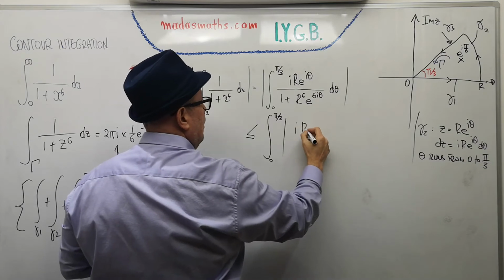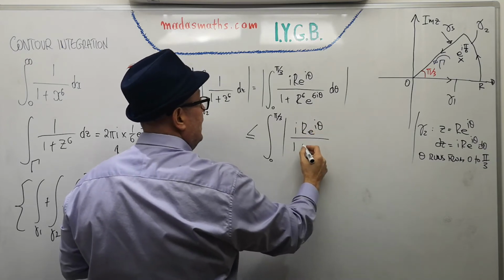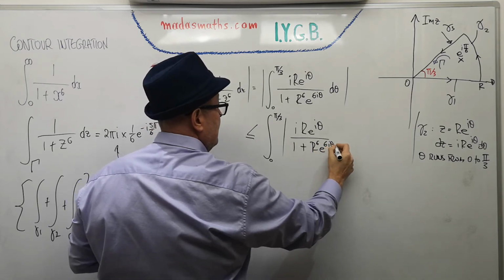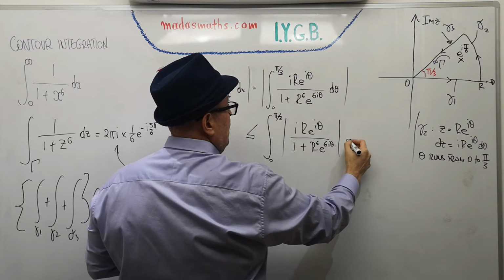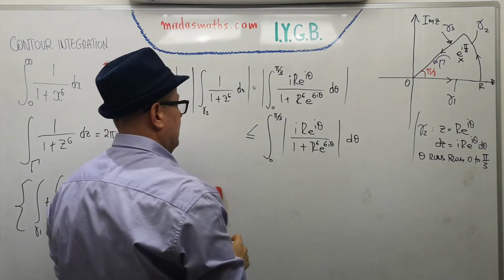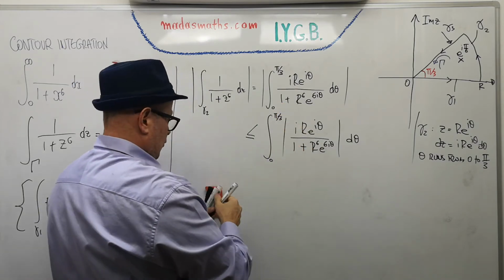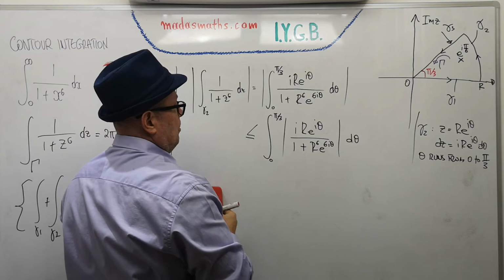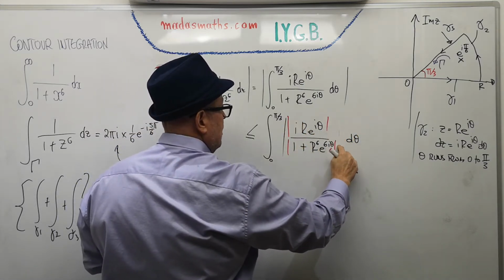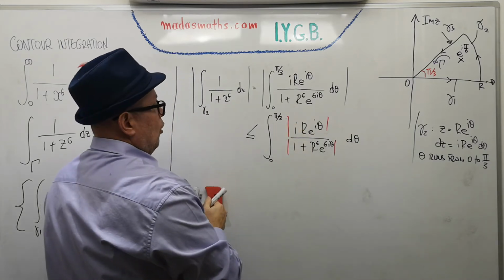Moving on, the inside: i r e to the i theta, 1 plus r to the 6 e to the 6 i theta. This is a standard result. Look at previous lectures of mine; I have gone into a little bit more detail than what I'm doing now. Of course, afterwards, let's use red pen, the modulus of the top over the modulus of the bottom, standard rules of the modulus in real or complex.